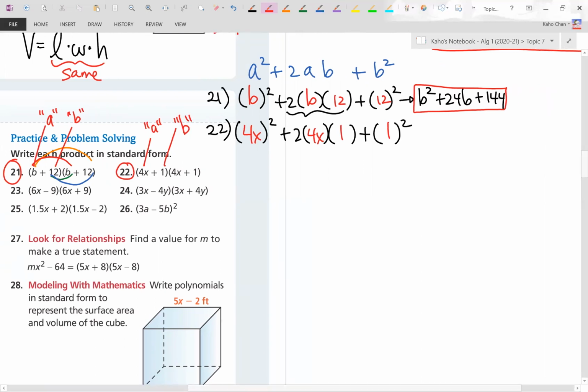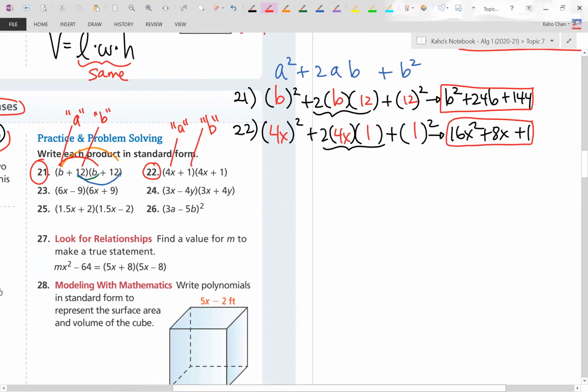You clean it up. Patterns are cool, not the end of the world if you don't memorize them. Clean up the first half. 4x times 4x is 16x squared. The middle there, 2 times 4x is 8x. And then finally, 1 is 1 when you square it. And there it is.